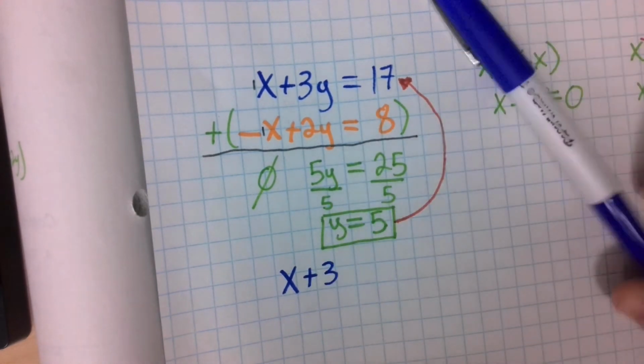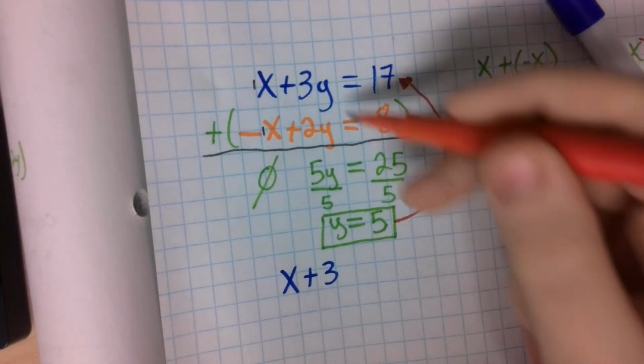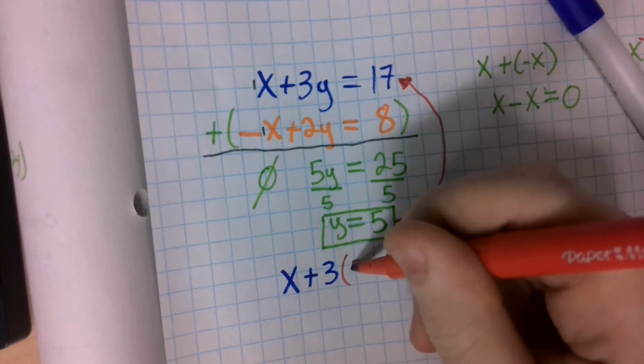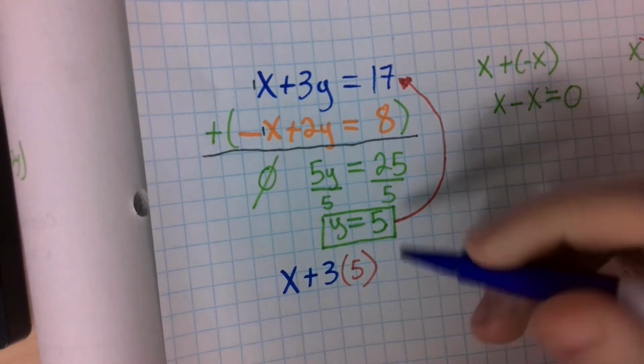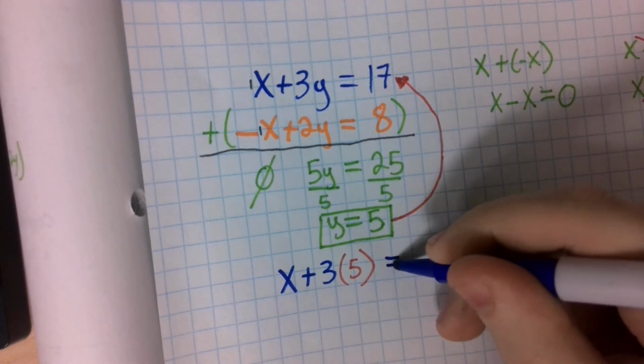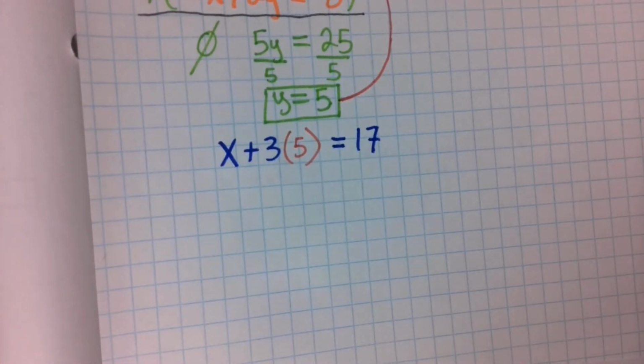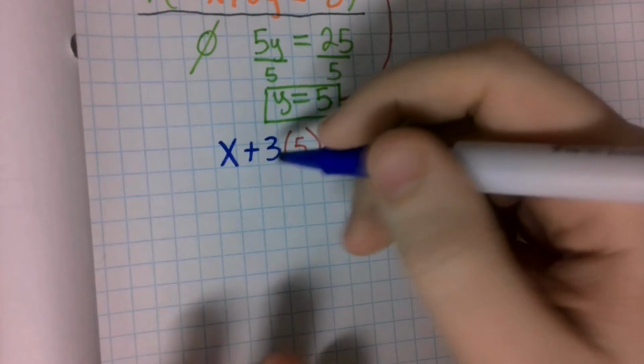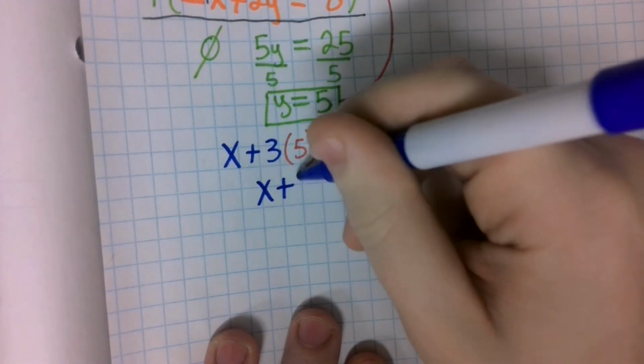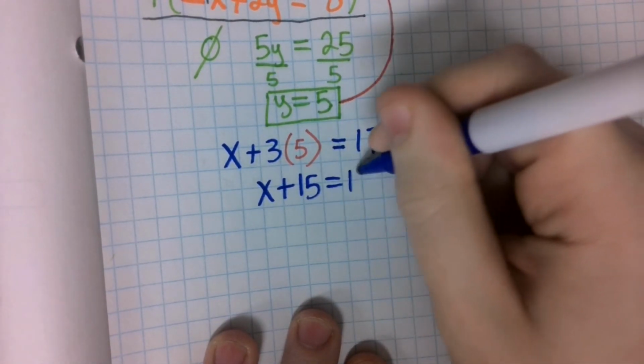When we solve this, we plug in 5 where we see y. So this becomes x plus 3 times 5 equals 17. Okay, well, let's simplify. 3 times 5 is 15, so this is x plus 15 equals 17.